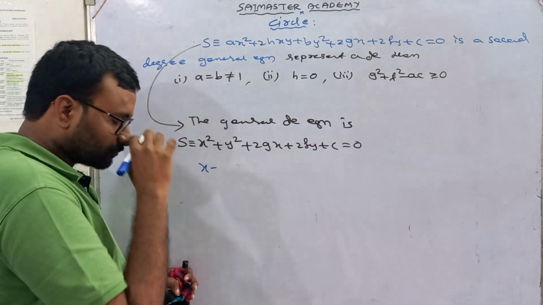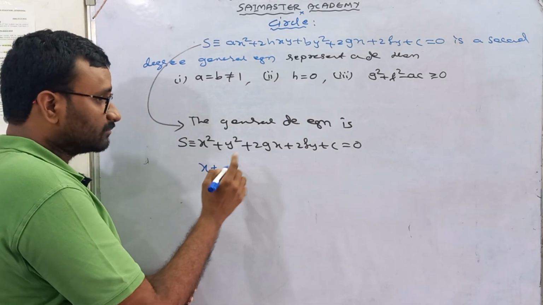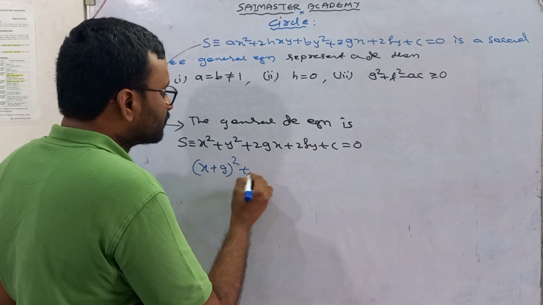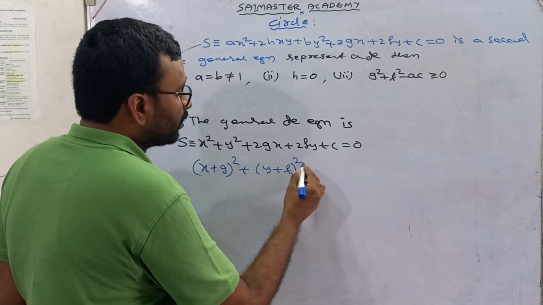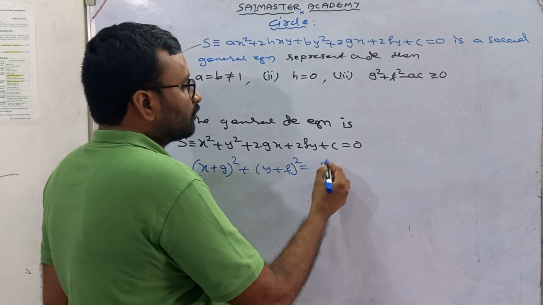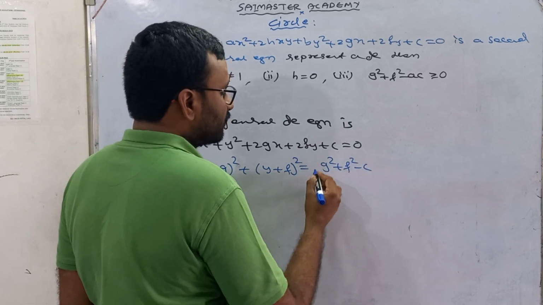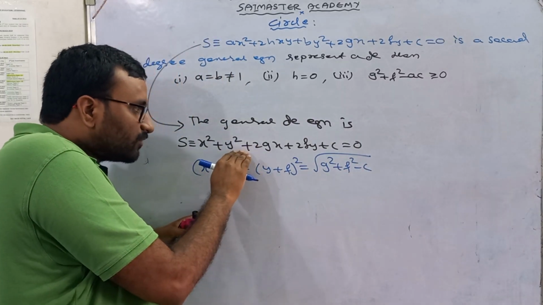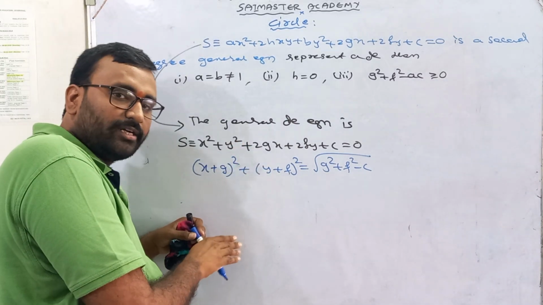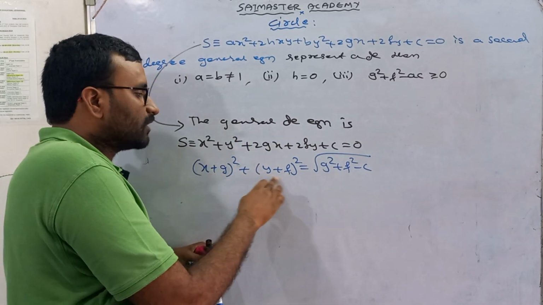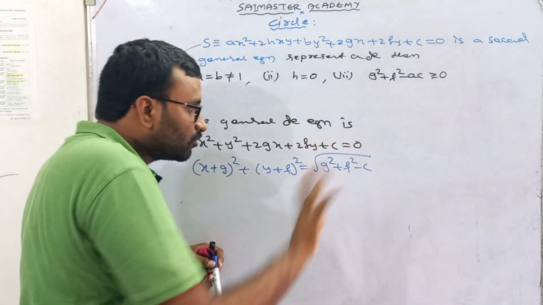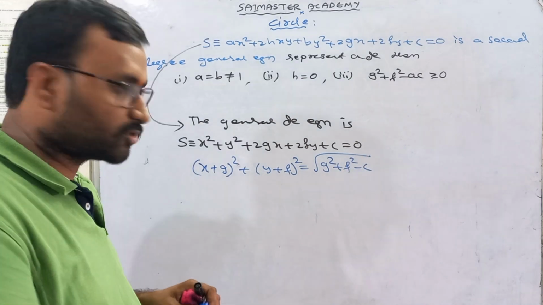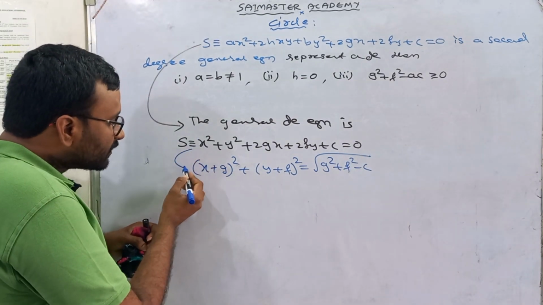You will get x plus g whole square plus y plus f whole square equal to g square plus f square minus c. After conversion of this equation into standard form, you will get x plus g whole square plus y plus f whole square equal to g square plus f square minus c, so r equals root over that, since it is r square. So this is converted into this form.